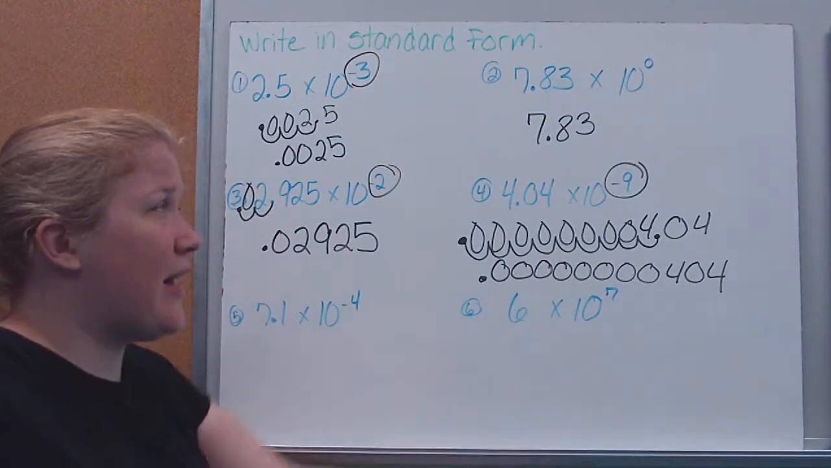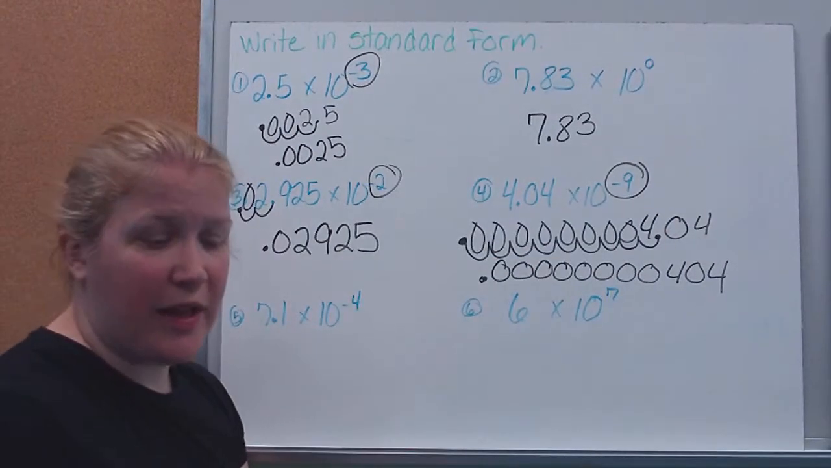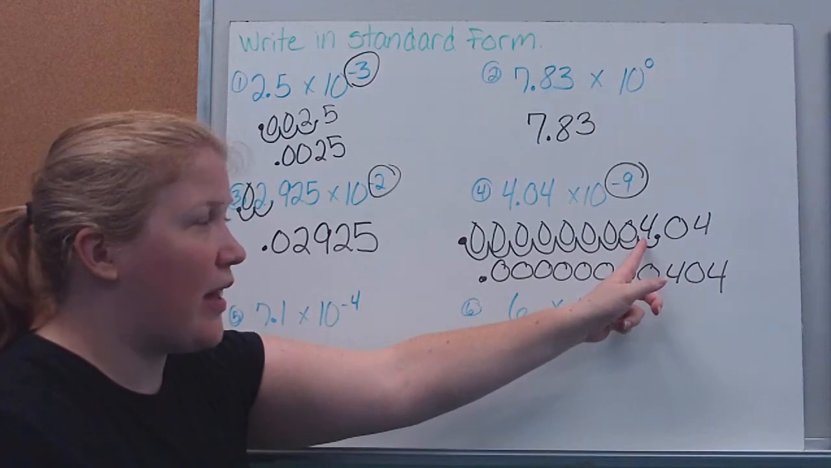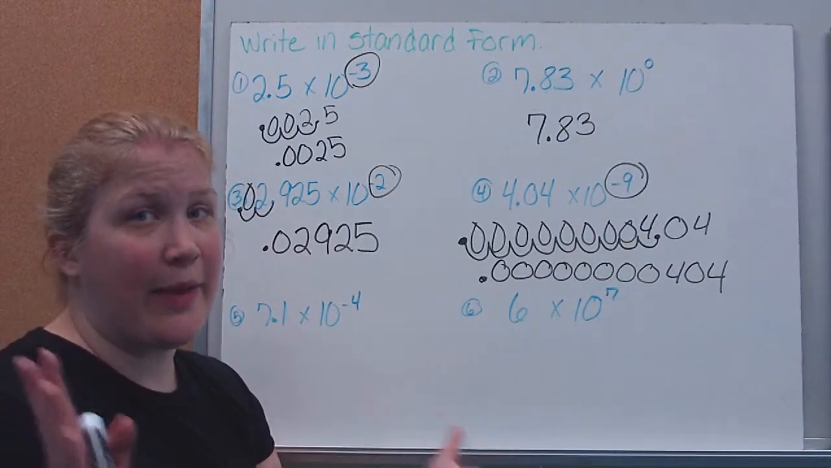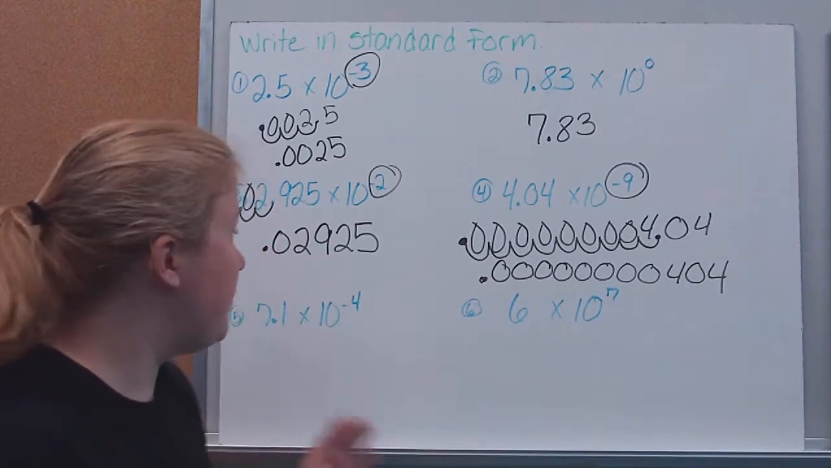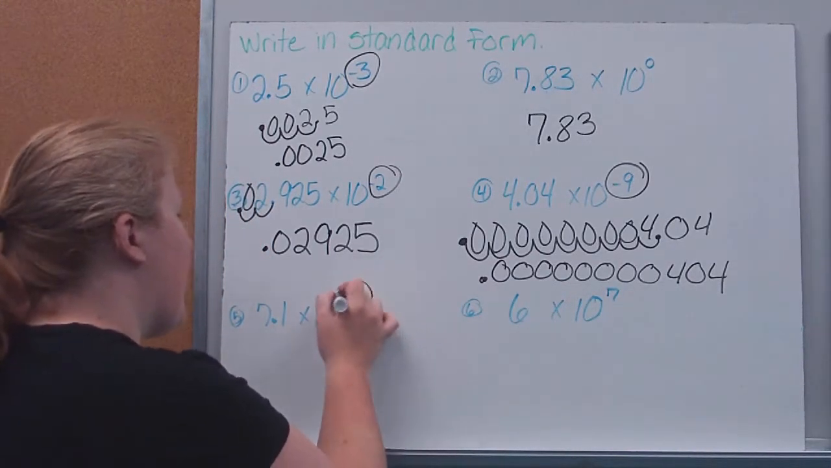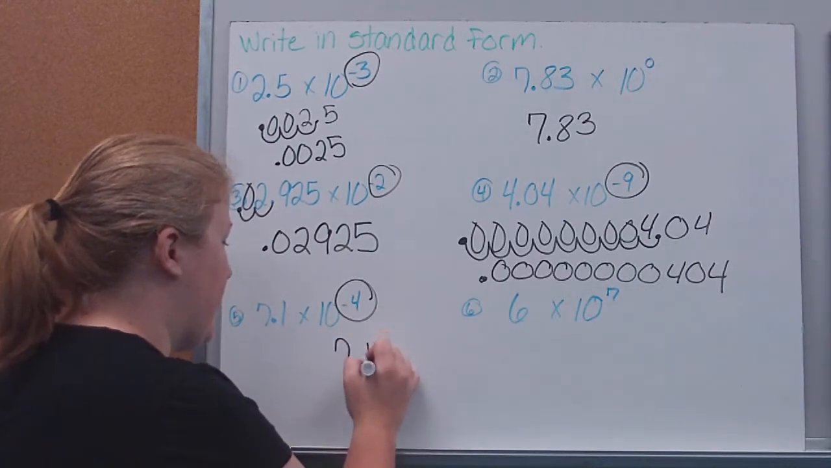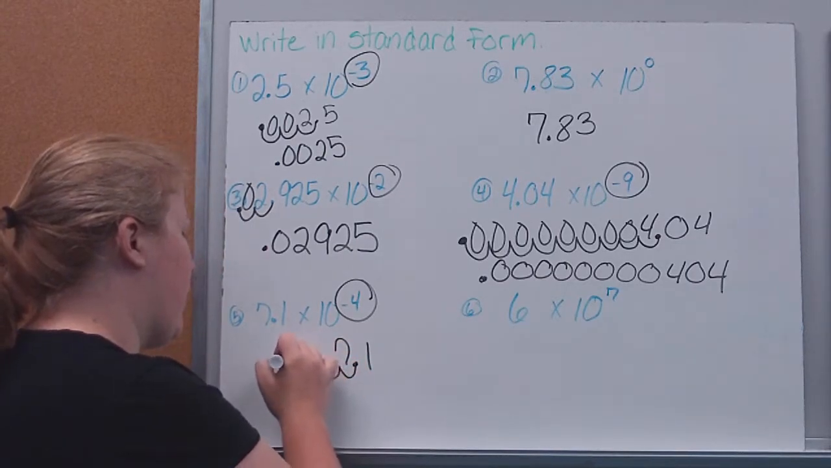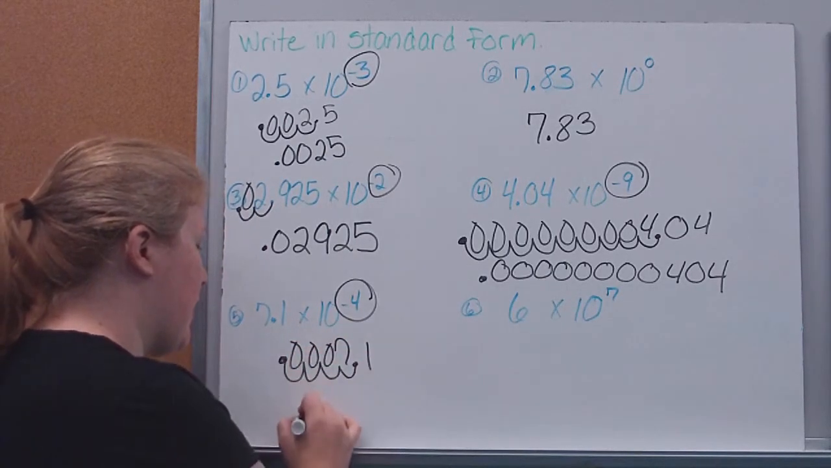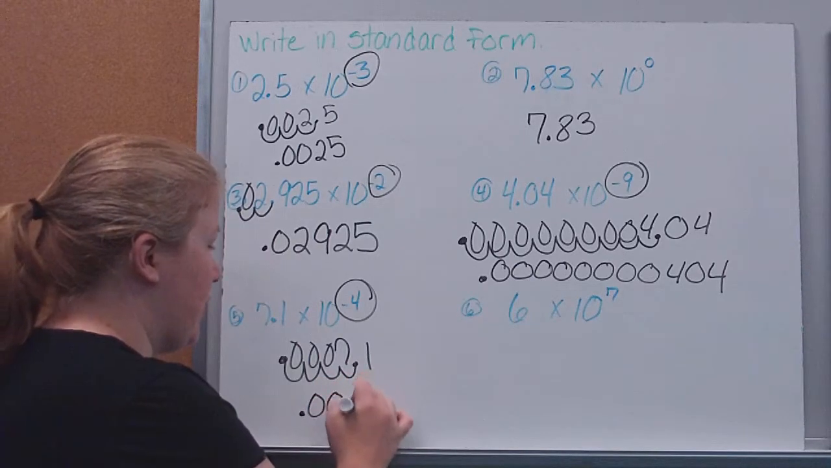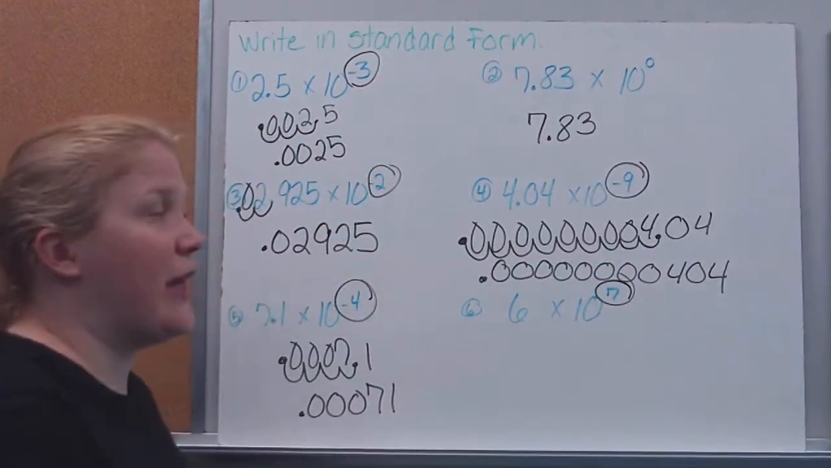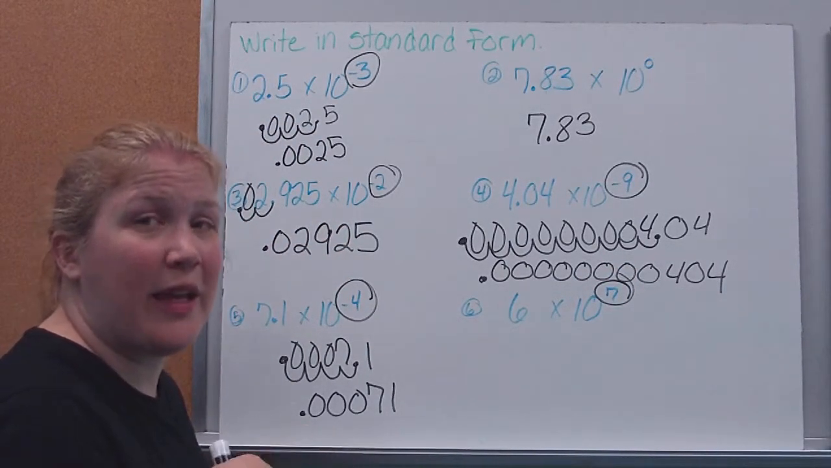And remember, it's not a matter of just adding that many zeros. A lot of kids try to do that and just add zeros. That's not the case because I still had to move the decimal beyond the 4, which counted for 1. So don't just try to add that many zeros. You're moving the decimal. All right, here I have a negative 4. So it's telling me I'm moving it 4 spots to the left. 1, 2, 3, 4. Drop my goose eggs in. I wind up with 0.00071.